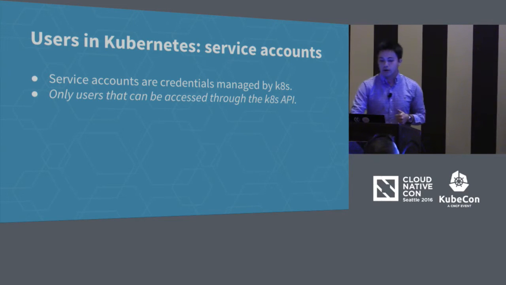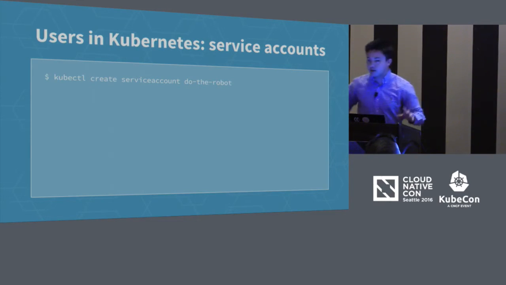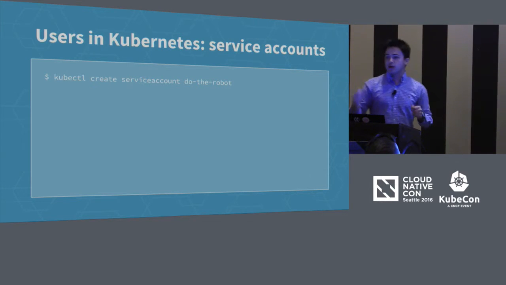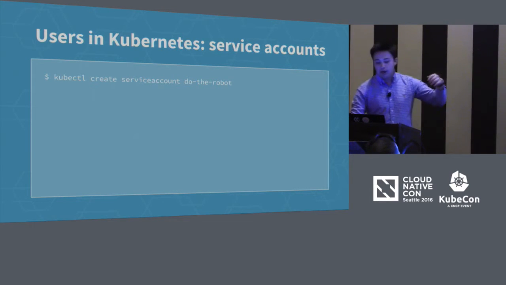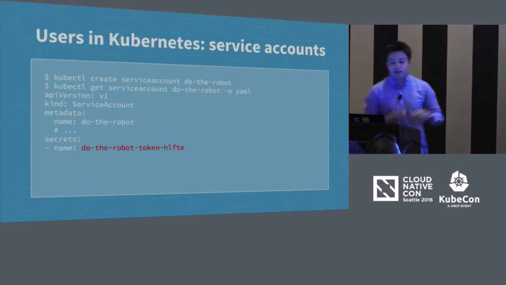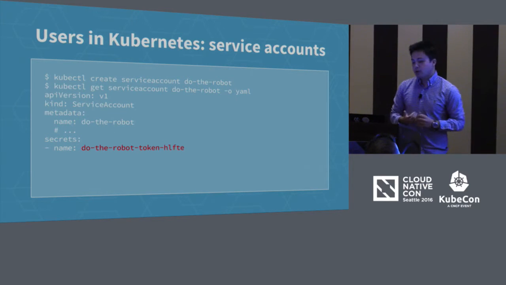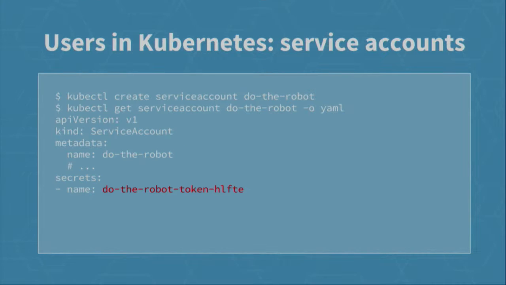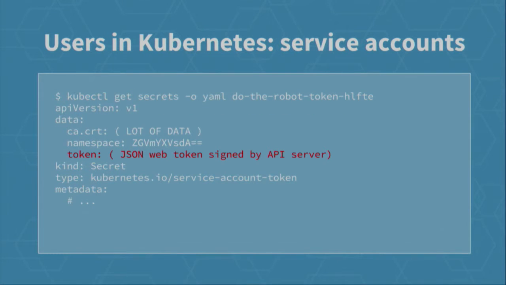So what happens when you create a service account? I do kubectl create service account, and I give it a name. What I get out of that is a service account object. This thing has the normal metadata, the same name I gave it. And additionally, it has some list of secrets. That list of secrets is the credentials that the service account owns.